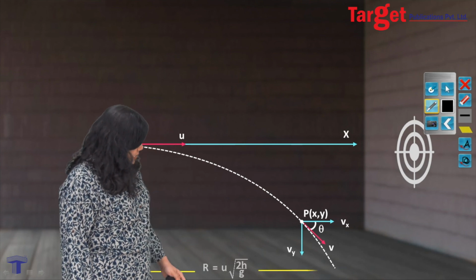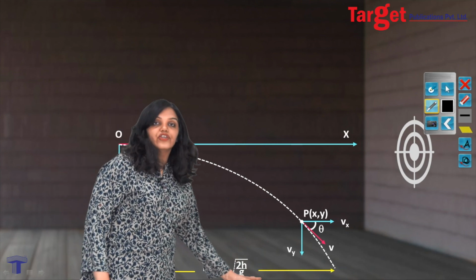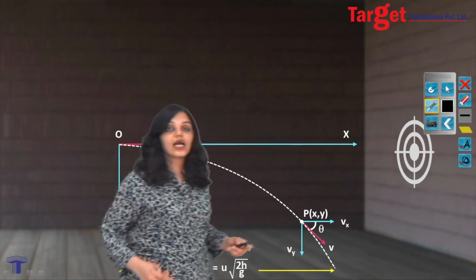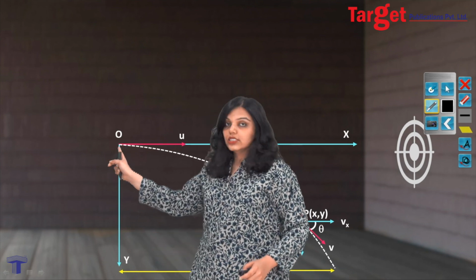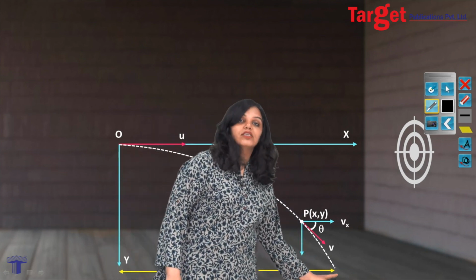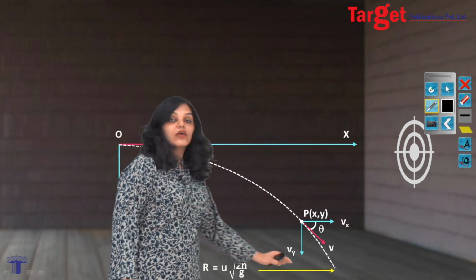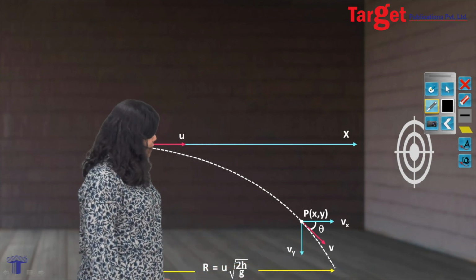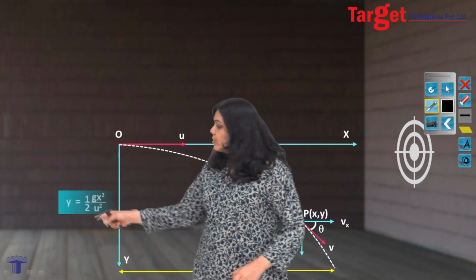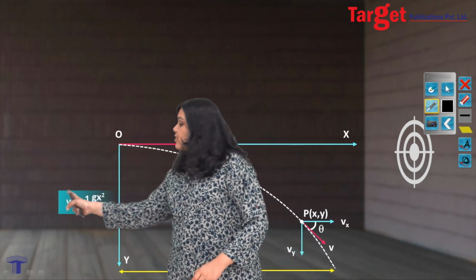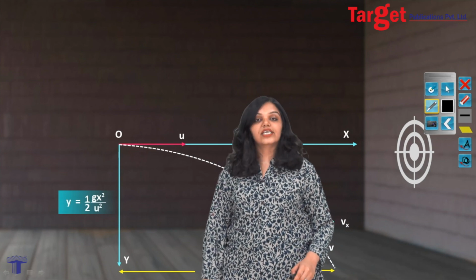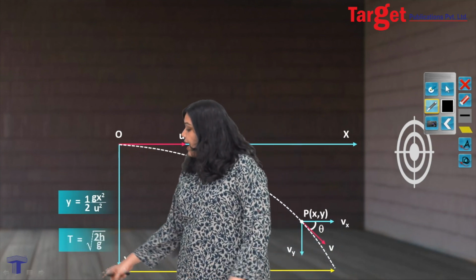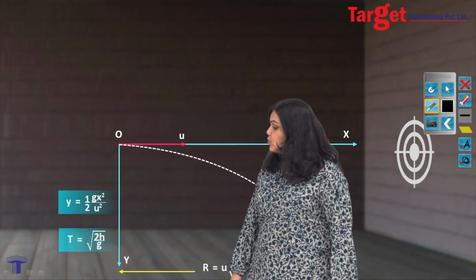So quickly we can see that this is the range of the object, that is the horizontal distance again from the point of projection to the point where it reaches the ground again. This is the range of the projectile, the horizontal distance, R is equal to u root 2h by g. Finally, we also have two other formulae. One is the equation of the trajectory, y is equal to half g x square upon u square, and the time of flight T is equal to root 2h by g.